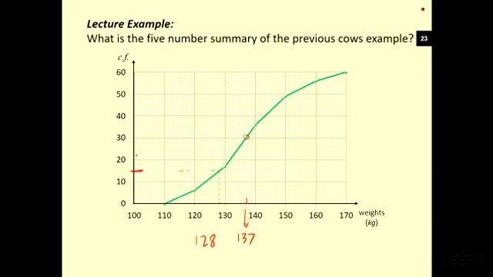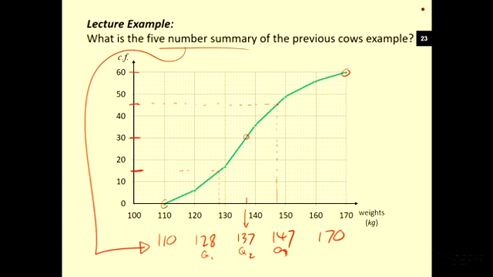So we had the 15 mark, the 30 mark, the 45 and the 60. The 45 came across here and hit here and came down here, and we called that 147. So that's Q1, Q2, Q3. Apart from all that, all I need is the min and the max. The minimum result was down here at 110, and the maximum result was up here at 170. There is the 5-number summary: 110, 128, 137, 147, 170. Sweet.